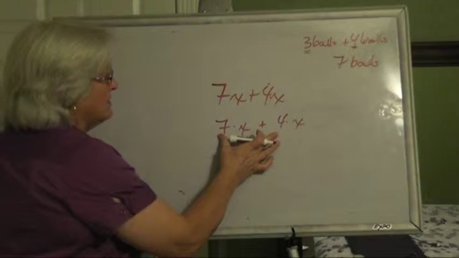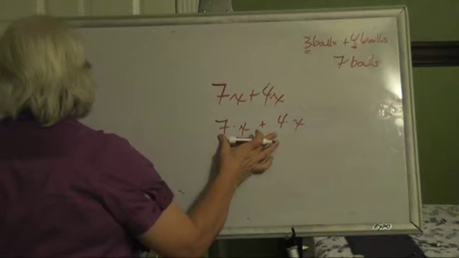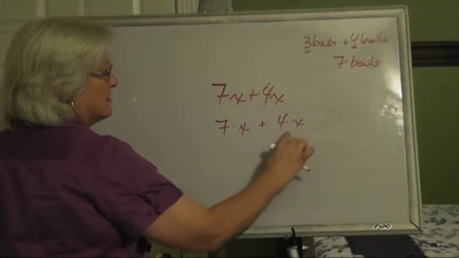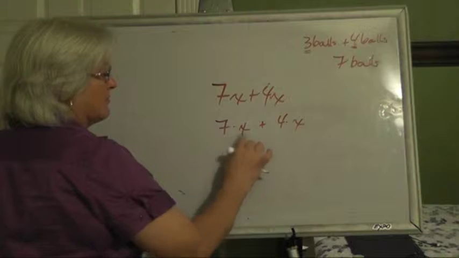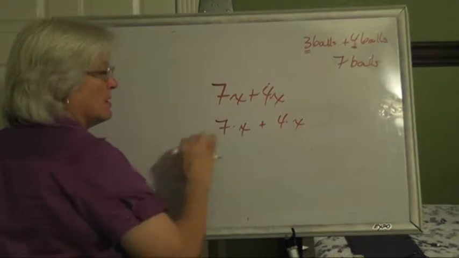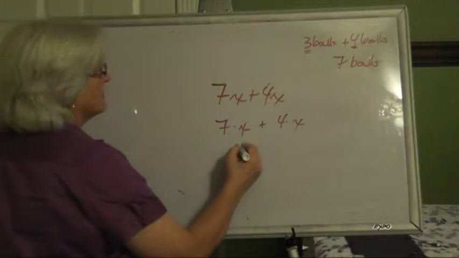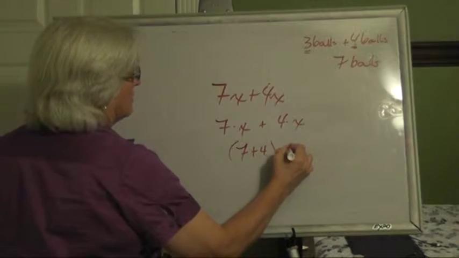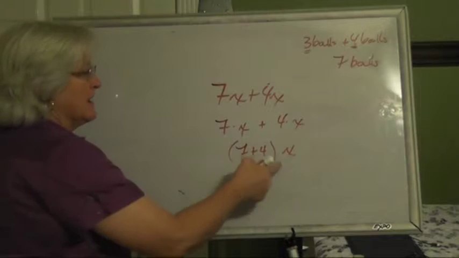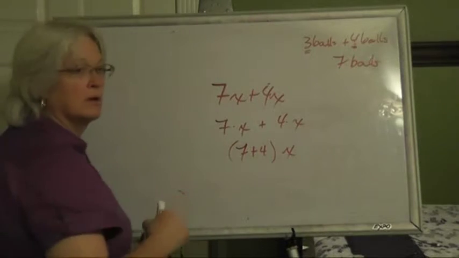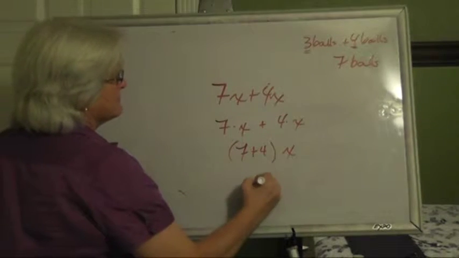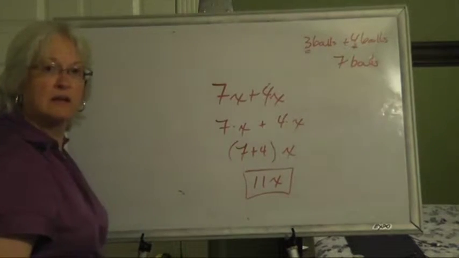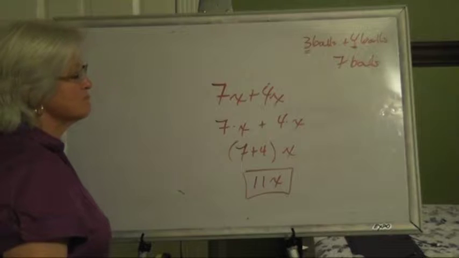What you have done is you have distributed this x over both the 4. This is x times 4, x times 7. So what you have is 7 plus 4 times x. X is distributed over the 7 plus 4. 7 plus 4 is 11x. 7x plus 4x is 11x.